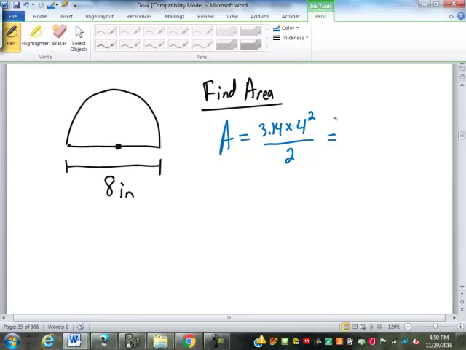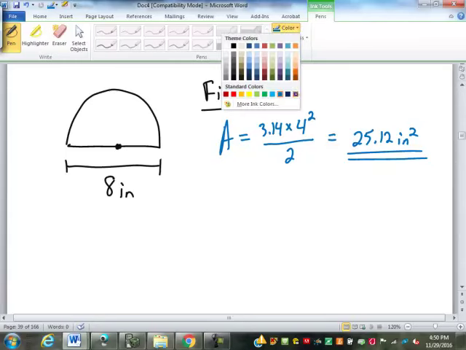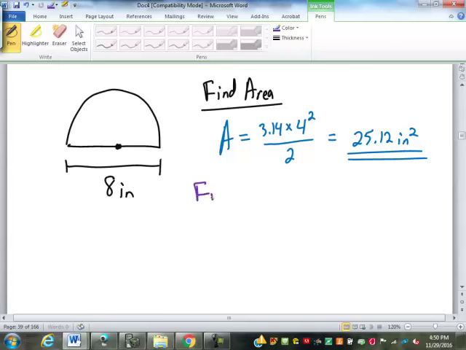So pi times 4 squared is 50.24. Divided by 2 is 25.12. That's inches squared. Simple enough, right? In your notes, I want you to find the perimeter for me.